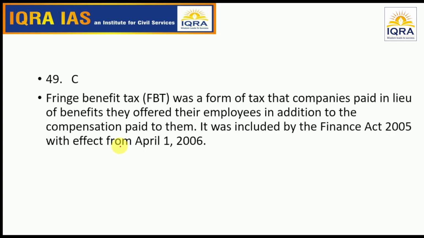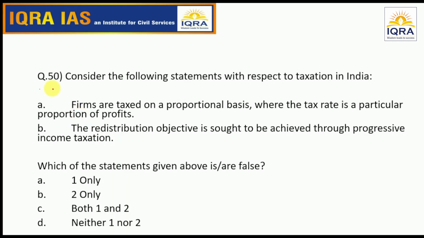Next, question number 50. Consider the following statements with respect to taxation in India. Firms are taxed on a proportional basis where the tax rate is a particular proportion of profits. Yes. Redistribution objective is sought to be achieved only through progressive income taxation. So redistribution, yes. Which of the following statements is false? None of them is false. So this is your answer. Answer D.